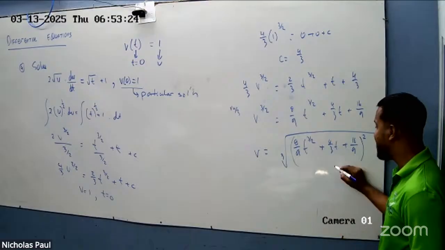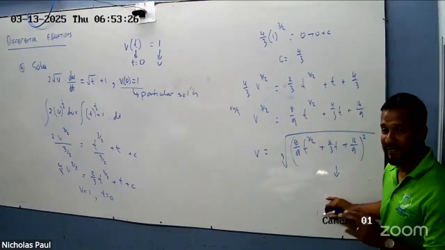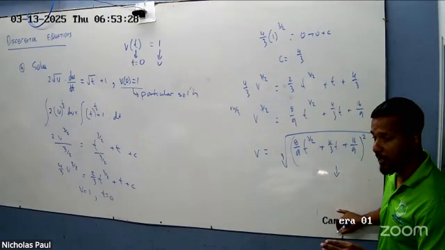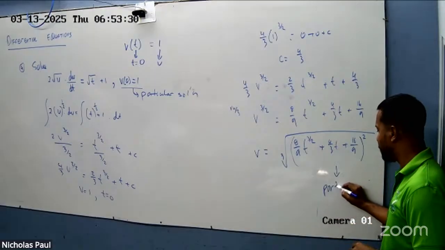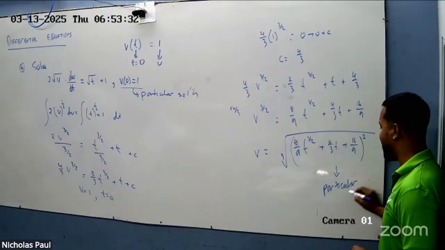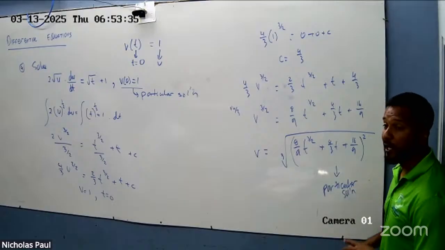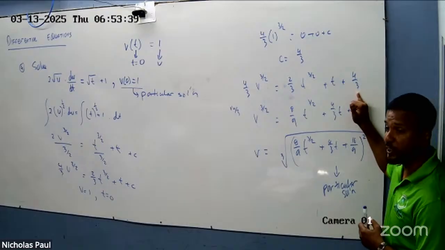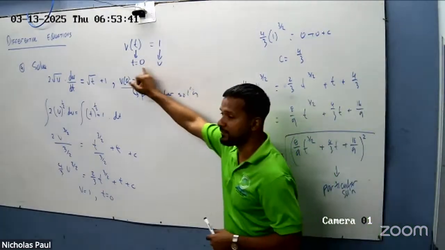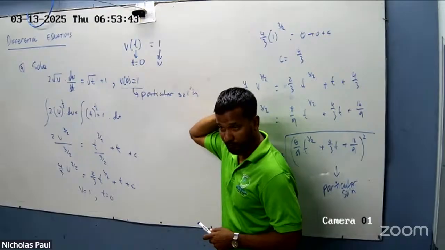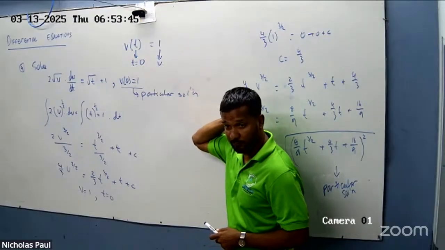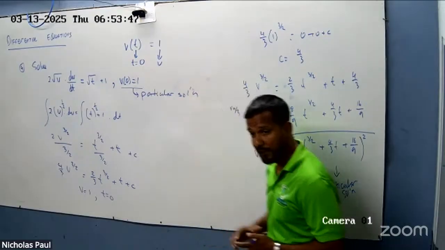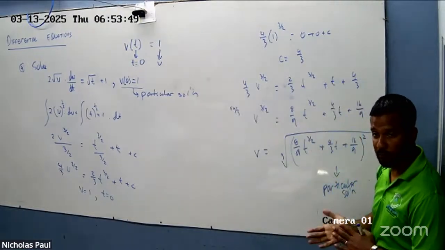This is not a general solution. This is called a particular solution, because this value for c could change if I give you different t and v values. Everybody okay with that? Anybody confused?